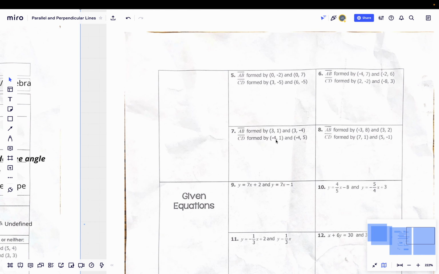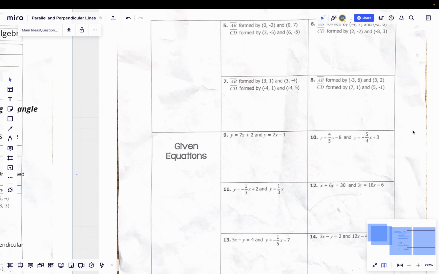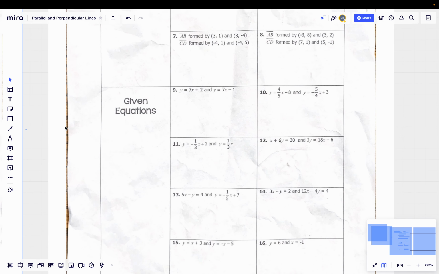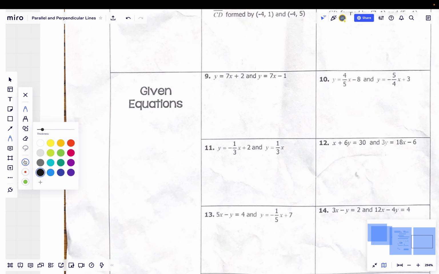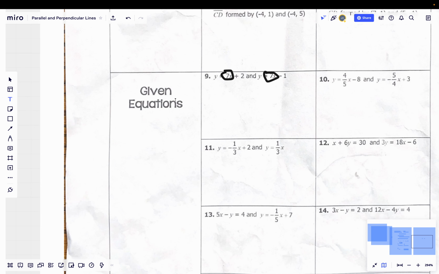You also have to do 5, 6, 7, and 8 on your own. Because now we're going to solve given equations. We've got y equals 7x plus 2 and y equals 7x minus 1. The only things we've got to focus on are the slopes. Let me get a thinner marker because I've been having that issue all day. We're going to circle 7x and 7x. Do we have the same slope? Yes. That means our lines are parallel.